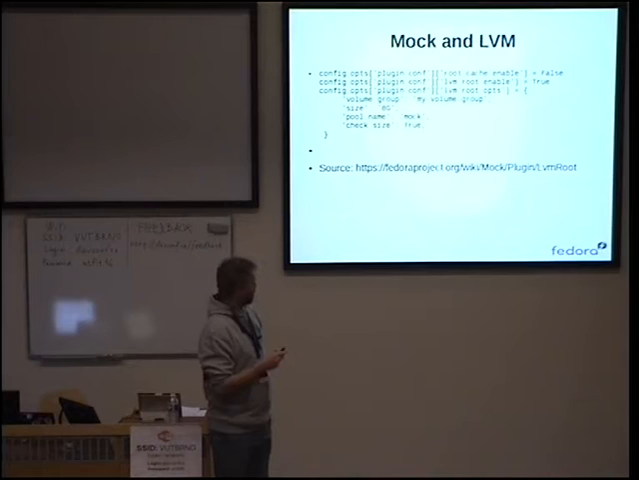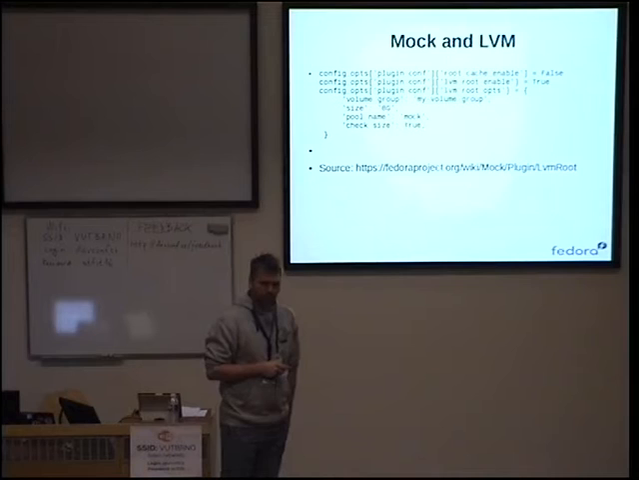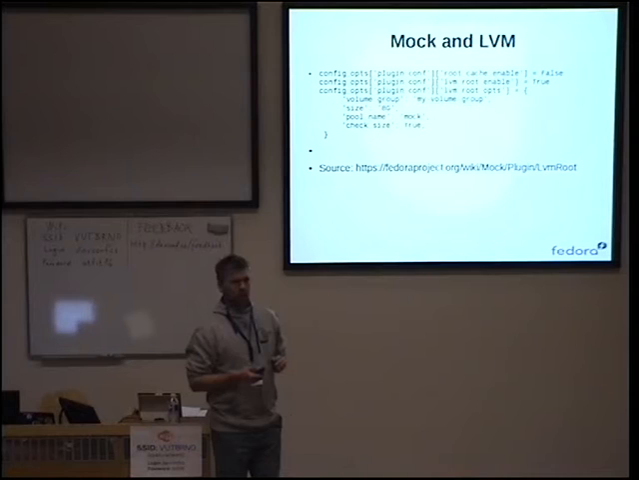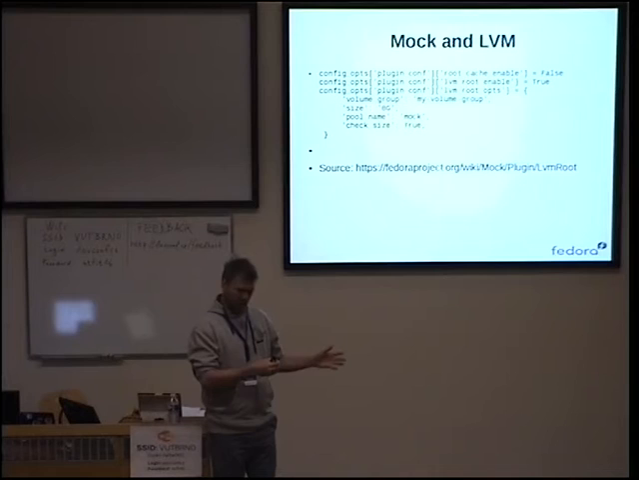But LVM works differently. First, you need to disable the root cache. It doesn't make sense to have two caches. And you enable the LVM root. And then you specify some volume group. In that volume group, mock will create a thin pool, which is another interesting feature of LVM, where you can allocate more data than actually is available, and it works on snapshots. So instead of creating a tar file, it will create a volume in LVM, and next time you are building, it will create a snapshot of that volume, a thin volume snapshot. So it means it doesn't copy the data, it just copies the differences from the original thin volume.